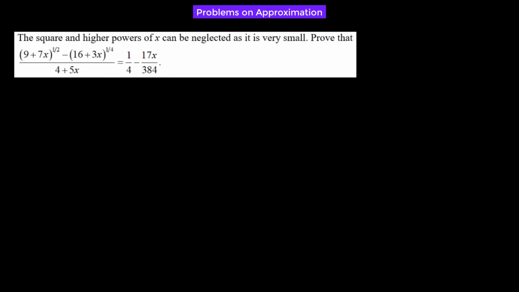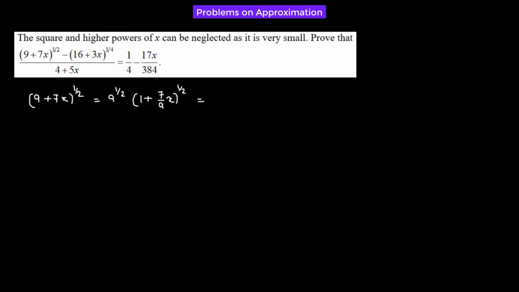So we're given an expression and we have to prove that it's equivalent to 1 over 4 minus 17x over 384, and we have to neglect all the higher powers of x and its squares as well. So let us begin by working with 9 plus 7x raised to the power half. So we factor out 9, so that gives us 9 raised to the power of half times 1 plus 7 over 9 times x whole raised to the power of half.